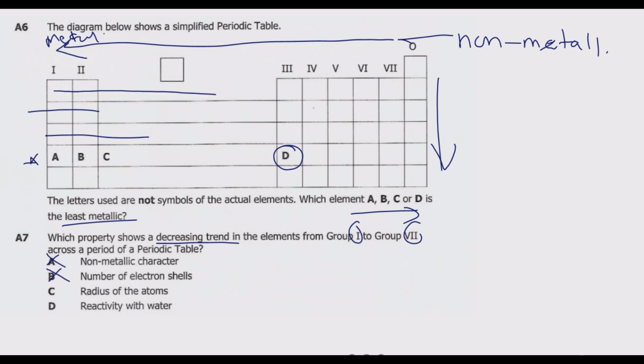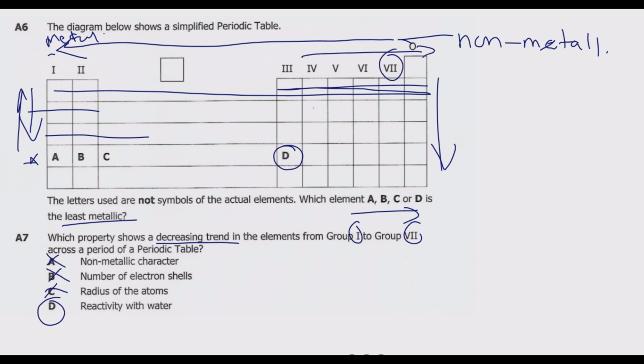So all these elements, they have one shell. Then basically C, radius of the atom. The radius basically increases as you move downward and decreases as you move upward. Then what you notice here is D, reactivity with water. The least reactive are those from group 7, then the most reactive is group 1. So this decreases. So D is the correct answer.